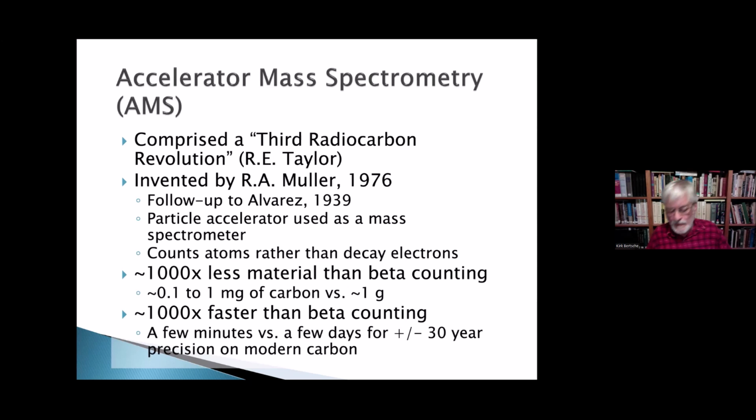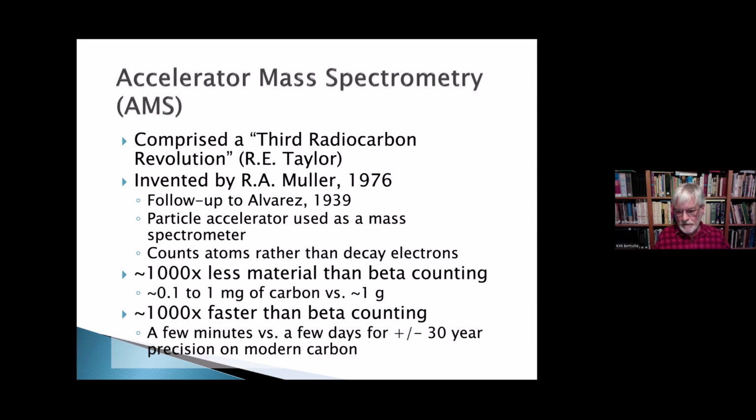Now, there's another development beyond that, which Irv Taylor called a third radiocarbon revolution, and that's to use accelerator mass spectrometry. Use a particle accelerator to count the atoms of carbon-14 rather than using a big lead-lined counter to count the decays of carbon-14. When you're counting decays, if you have a small sample, it's going to take a long time to measure something. So you have a limit as to how small of a sample you can use. With accelerator mass spectrometry, you can use very small samples, and you're counting the atoms of carbon-14 rather than decays. So it's about 1,000 times less material that you need in your sample. You can get a good measurement with a milligram of carbon rather than a gram of carbon. And it's about 1,000 times faster, a few minutes instead of a few days.